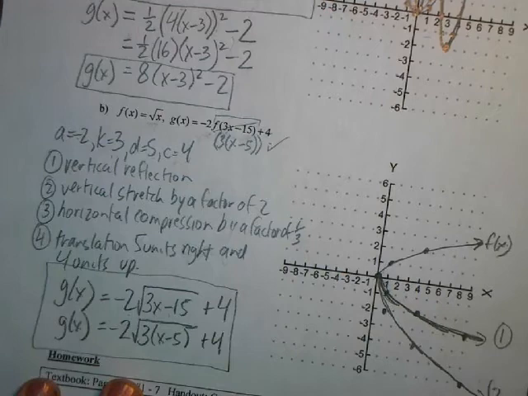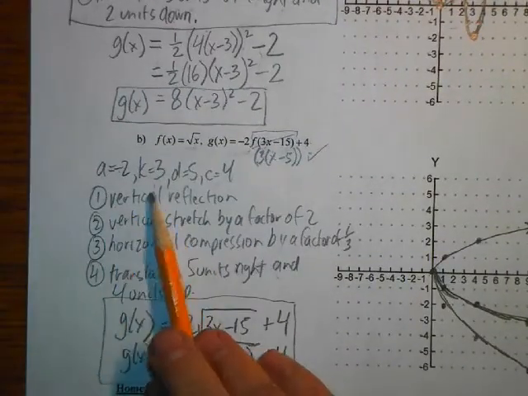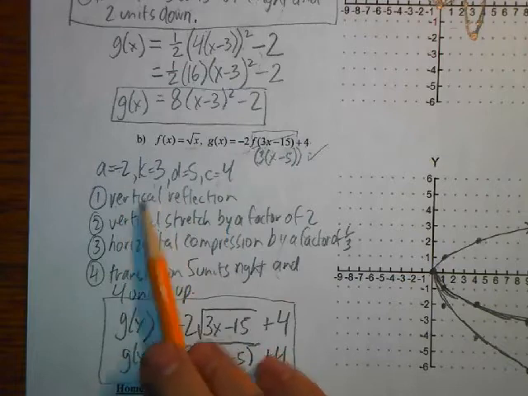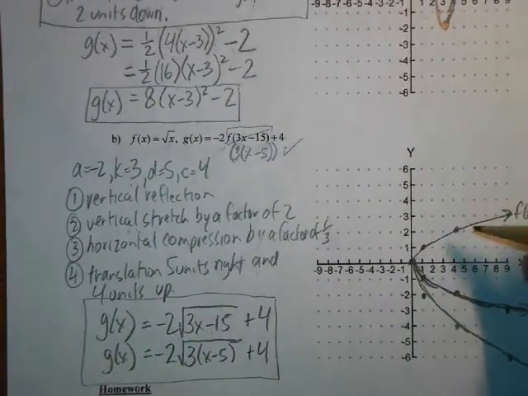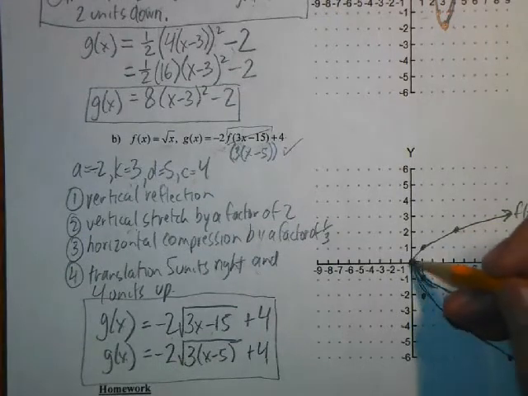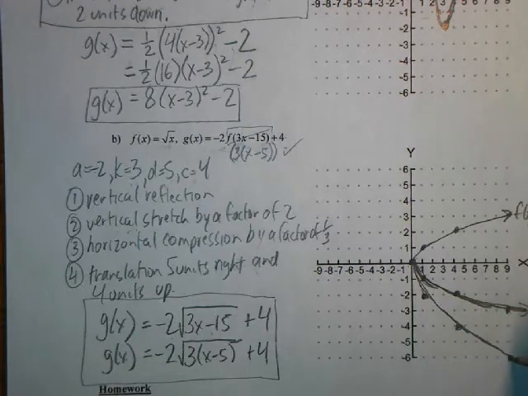So that's our second transformation. We've drawn our base graph and we did our vertical reflection and vertical stretch. Now we're going to do a horizontal compression by a factor of 1/3. What that means is I take each of these most recent points, find the x value, and multiply it by 1/3 or divide it by 3, same thing.